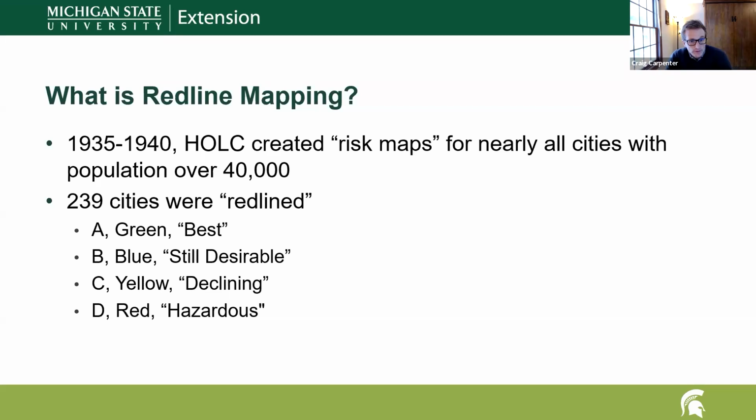So when HOLC, or Holk, was doing this, actually right after they did that loan program, they created what they called risk maps. Nearly all cities with population over 40,000 were redline mapped. So that's 240 cities almost. What they did is create maps, and I'll show some examples here in a moment, where they literally colored in neighborhoods on those maps green, blue, yellow, or red. So everything from what they called best to hazardous.